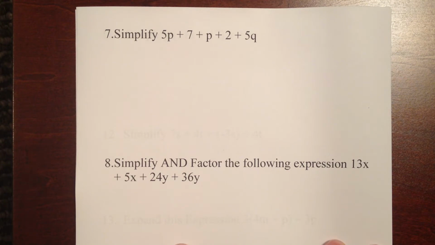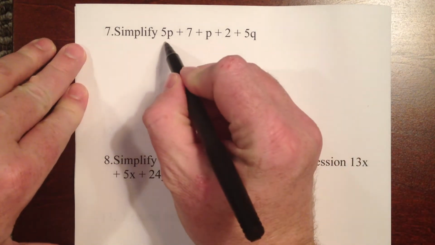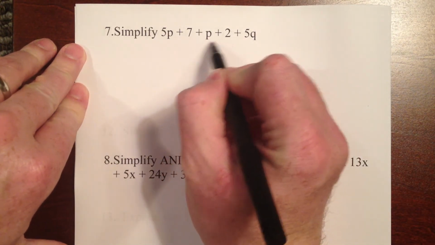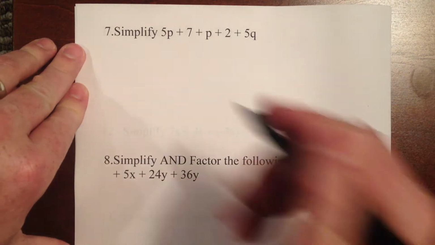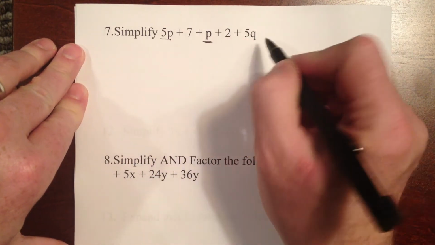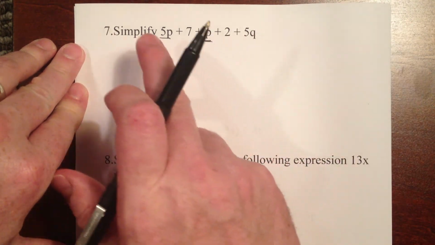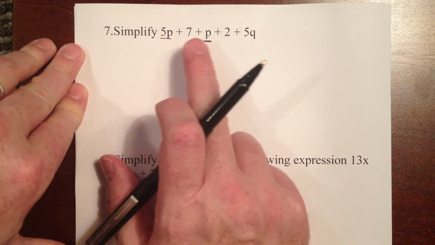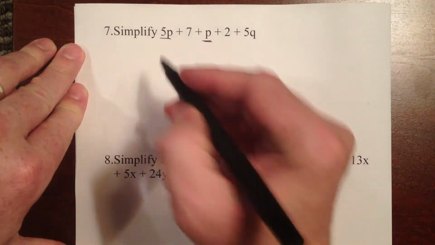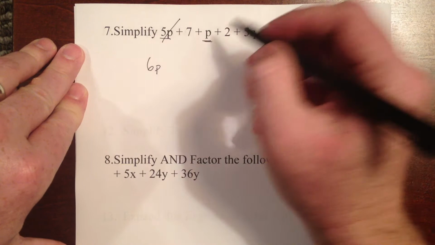Number 7, we must simplify this. And remember, in order for us to combine like terms, they have to have the same variable. Well, I've got p's, nothings, and q's here. Well, what can I combine this with? I can combine it with that. I can't combine it with that, though. It looks the same, but it's a q, not a p. So what is 5p plus 1p, or just p? It's a 6p. So we're done with that guy and done with that guy.